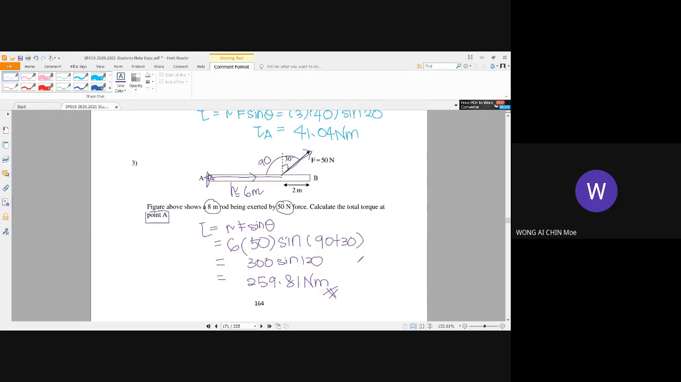So this is for torque. How to find the torque, RF sine theta? Three questions. Okay, so that's all for 8.2a.